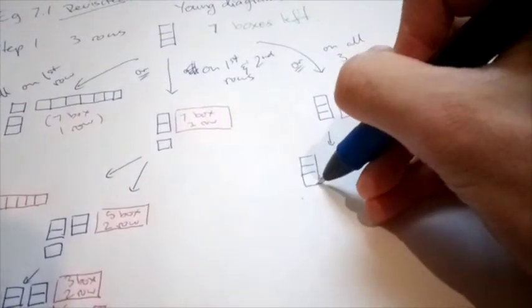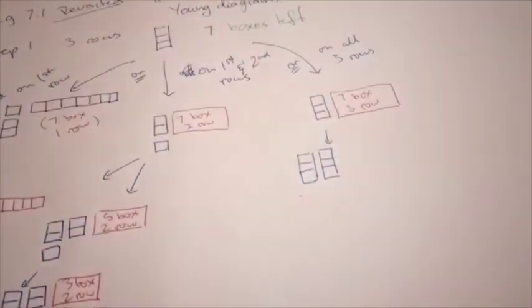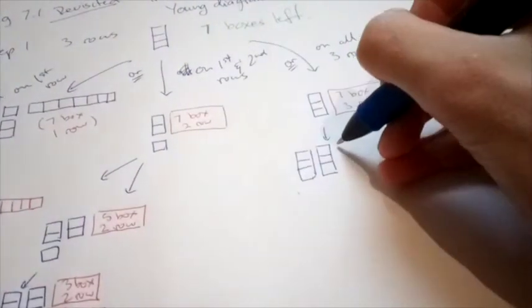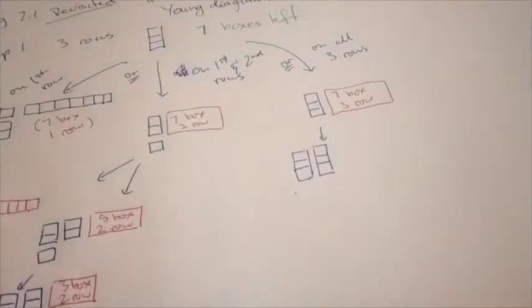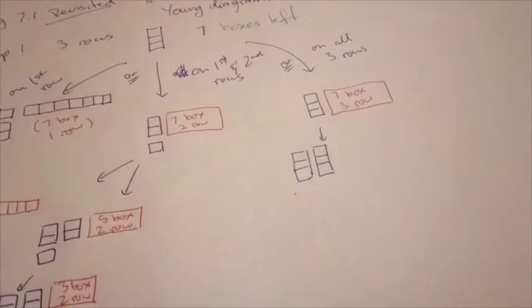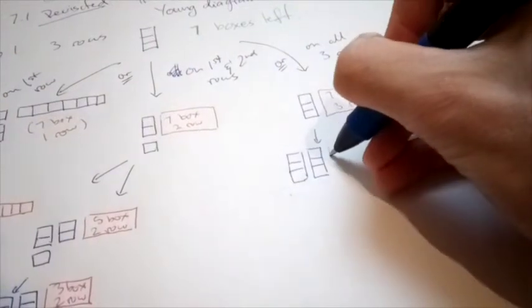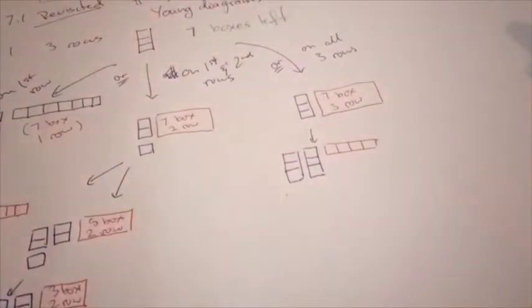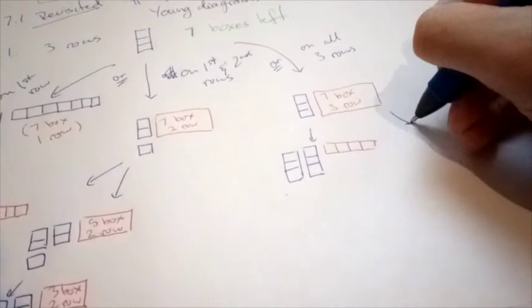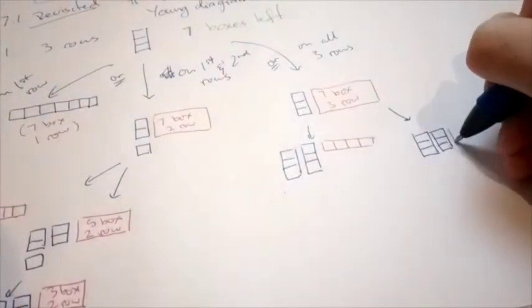So I start with all three boxes there for the three rows, and I now start with another three rows. Now I've got four left, so I need to build some more boxes, and do this in various ways. I could stick them all here, so I've got four left, so I could stick all four there, 1, 2, 3, 4. So that's just all on the first row. Or I could stick them on the first and second row. So I've got four boxes.